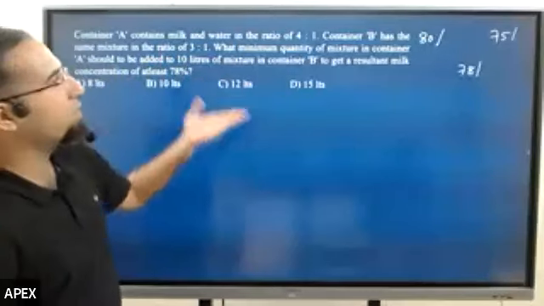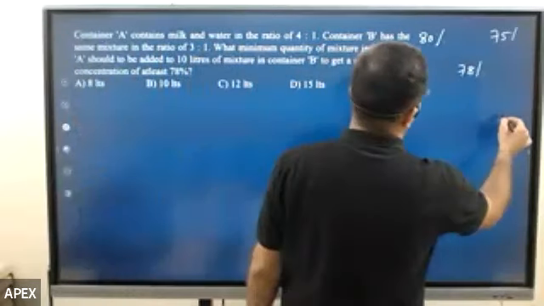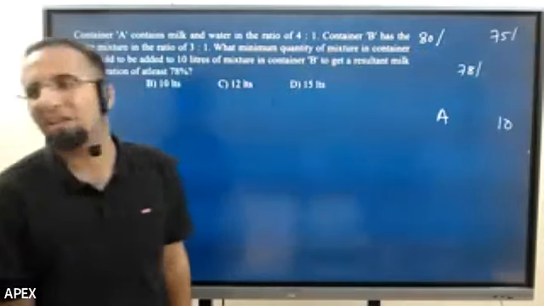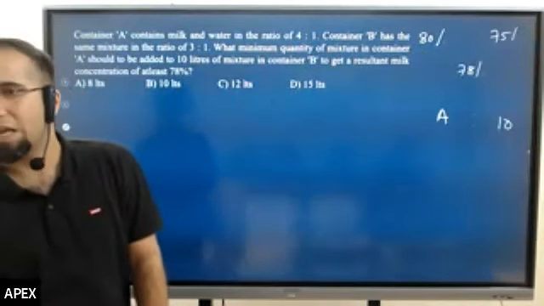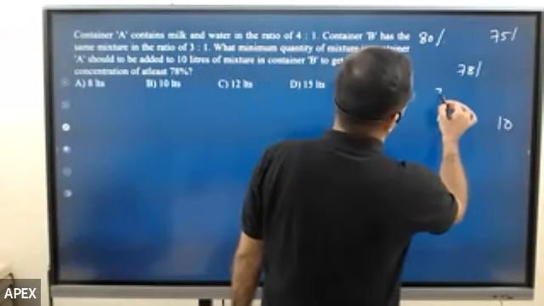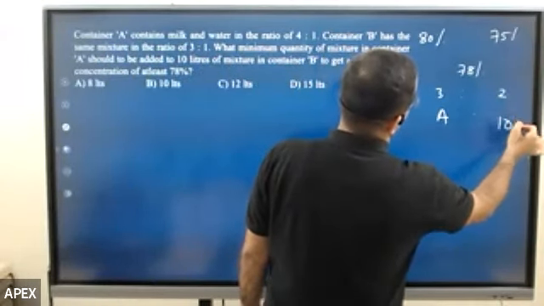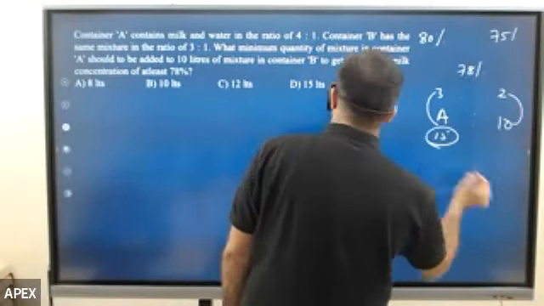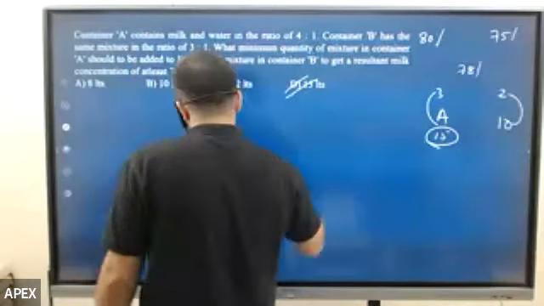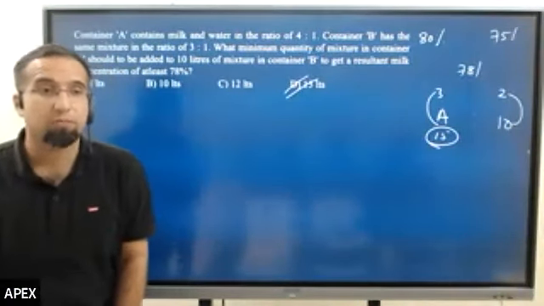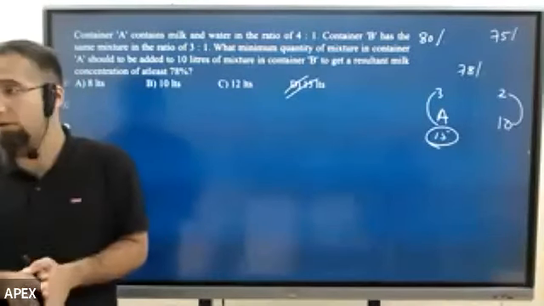And I'm told to find what minimum quantity in container A should be added to 10 liters of container B. This is container B. I do not know the value of container A. That's it. Nothing else is what you need. And this will give you 3, and this will give you 2. If 2 parts is 10, then 1 part is 5, 3 parts is equal to 15. So how many marks so far? 15 marks. Not being in a hurry. Now you check, where are you?